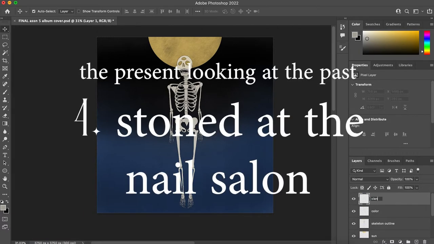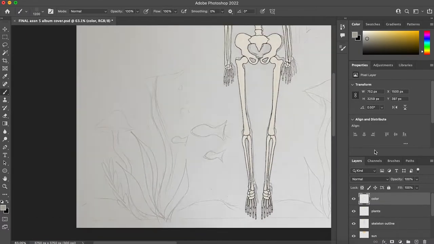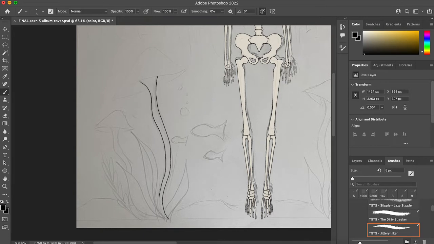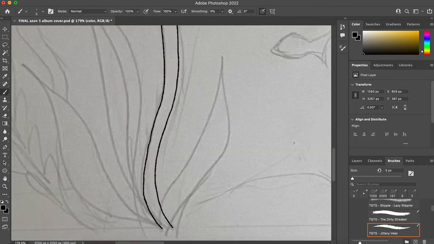Number 4, Stone at the Nail Salon. This is one of my favorites off of this album. When it came out as a single, I was immediately like, yes, this album, it's gonna kill me.